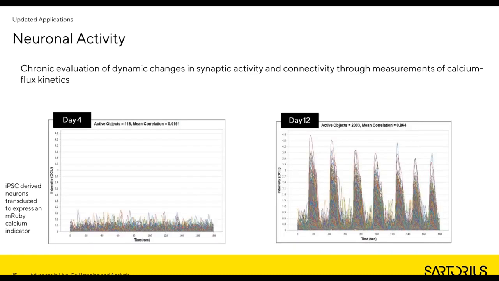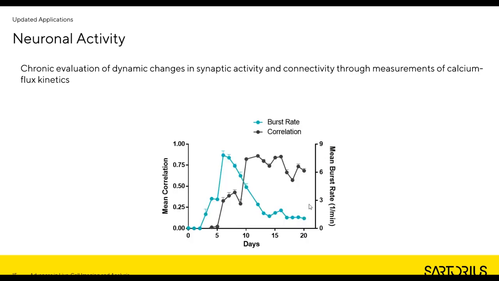So here is a view of the all objects trace. Here we look at all of the active cells, and we can see all of them here at day 4, fairly low burst intensity, fairly low correlation. But as we move on out to day 12, we can see these really nice bursting events here, where we can see 7 bursts that occur in this approximately 3-minute time period with very, very high correlations.